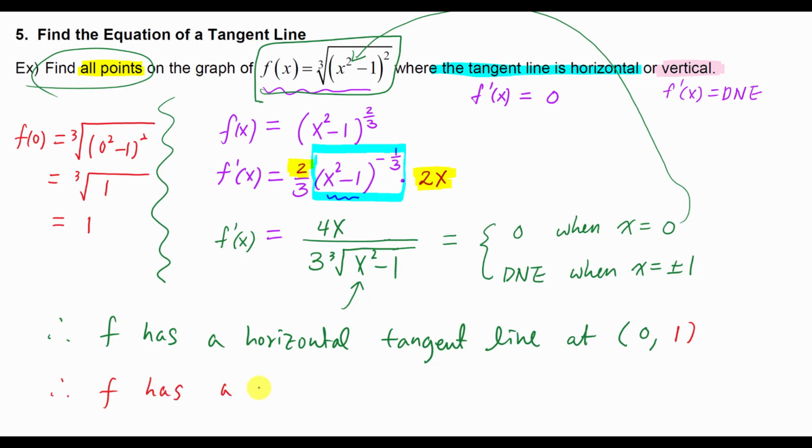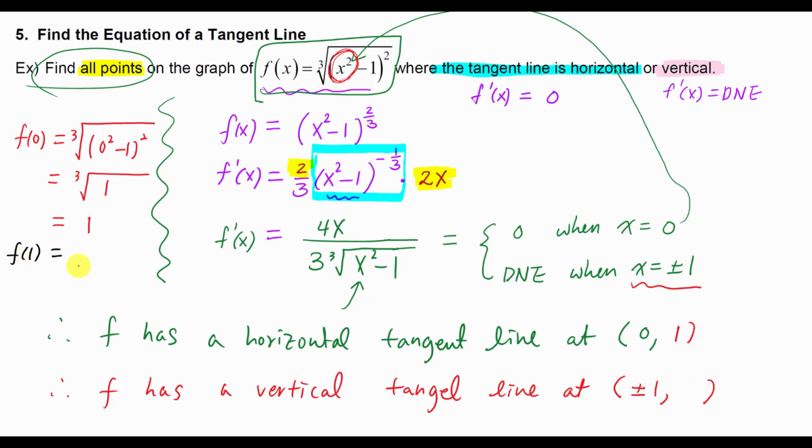And f has a vertical tangent line at (±1, ...), because we have a vertical tangent at x equal to plus or minus 1. And I see that when you square 1 or negative 1, I'm going to get the same y value. So since 1 squared is 1, and negative 1 squared is 1, I'm going to get the same y value. And f of 1 is the cube root of (1 squared minus 1) squared. Even if I do negative 1 squared, it's going to turn into a positive 1. So I will get the same value here. So the cube root of 1 minus 1 is 0. So I get 0. So this will be 0. So you found all points on the graph of f where the tangent line is horizontal or vertical.